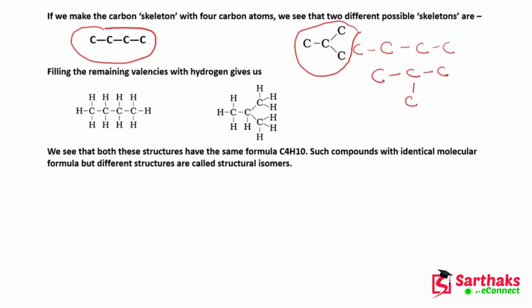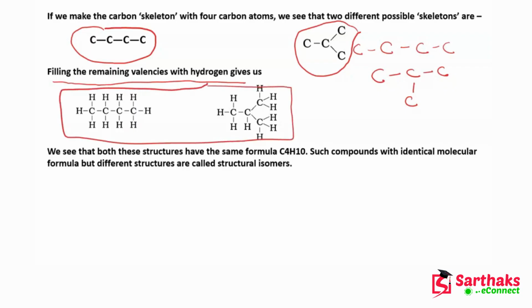So this is a chain of carbon and this is a branch of carbon. I hope this point is clear. If I fill the remaining valencies, I will get this structure. I will connect this hydrogen here, then this hydrogen, then this hydrogen, and this carbon is already connected with this carbon. You can check that all the valencies are satisfied.